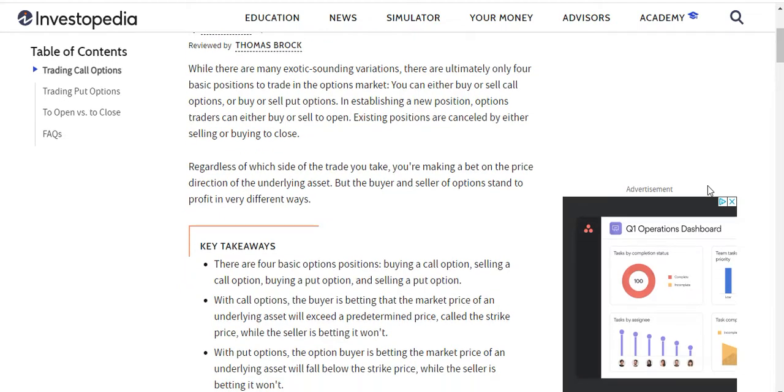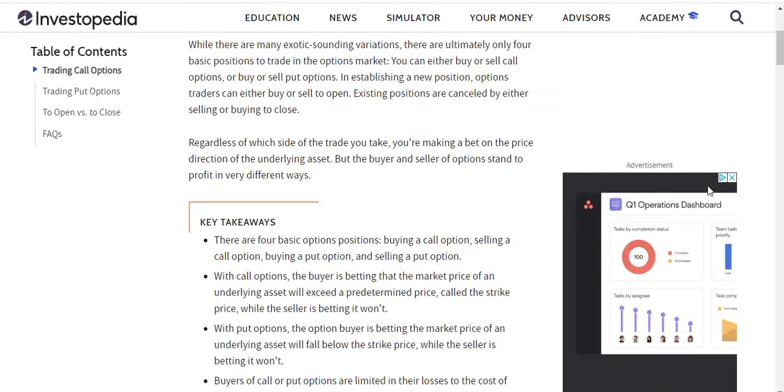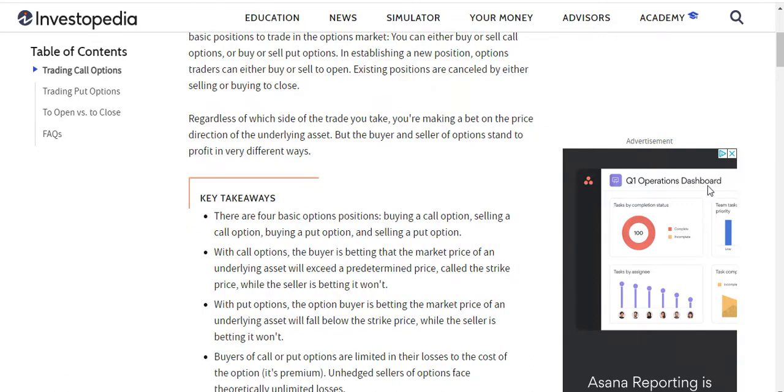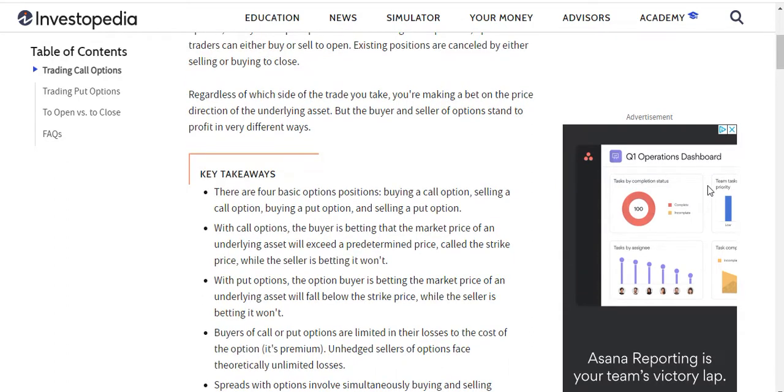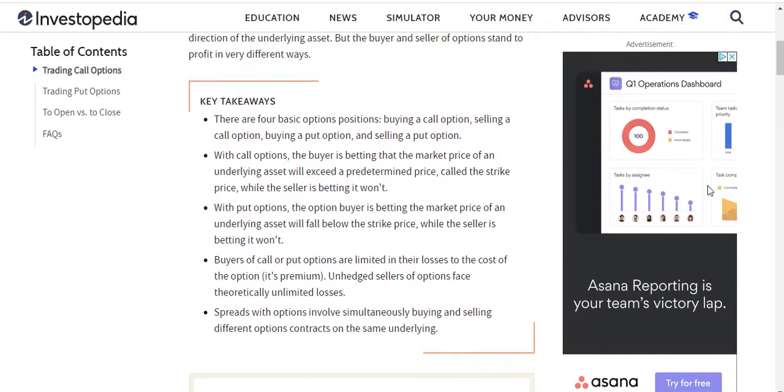Regardless of which side of a trade you take, you're making a bet on the price direction of the underlying asset, but the buyer and seller of options stand to profit in very different ways. So here are the key takeaways. There are 4 basic options positions: buying a call option, selling a call option, buying a put option, and selling a put option. With call options, the buyer is betting that the market price on an underlying asset will exceed a predetermined price called the strike price, while the seller is betting it won't. With put options, the option buyer is betting the market price of an underlying asset will fall below the strike price, while the seller is betting it won't.